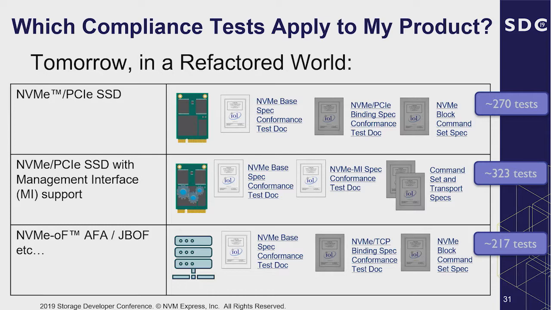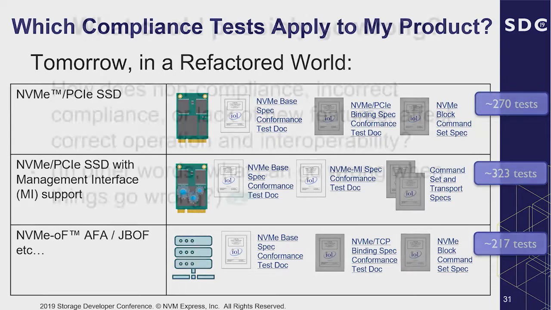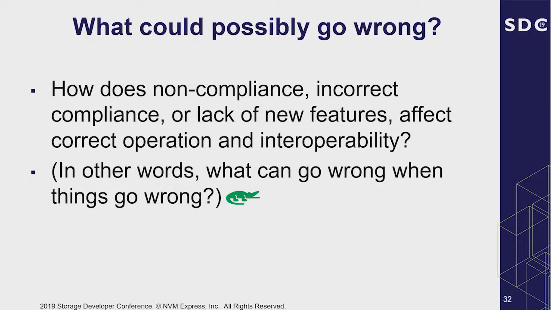So again, if you have an NVMe SSD using PCIe as a transport and it doesn't have a management interface, that number of tests is still about 270. Now I say about because there could be some TPs that get applied, there could be some ECNs that get applied. That may add a few tests, but the refactoring in and of itself isn't adding a number of tests.